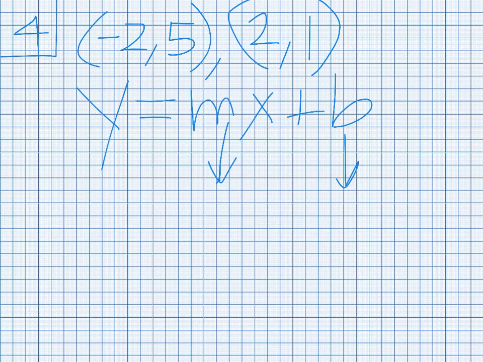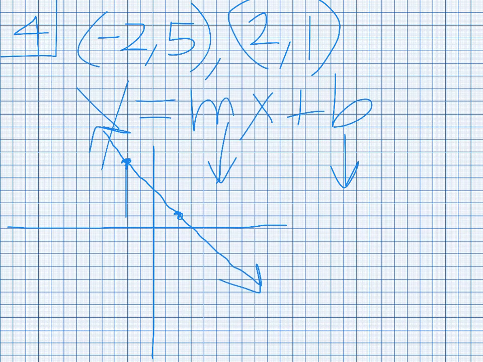We can graph this. -2, 5 would be right here. Almost right there. And 2, 1 is here. So we're graphing this. If we draw that straight line, now here's the deal. We need to find the slope and we need to find the y-intercept. In this case, the slope is pretty simple. We can do rise over run. So we go down 1, 2, 3, 4.